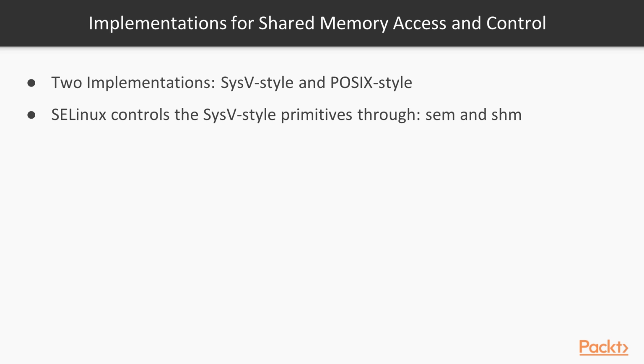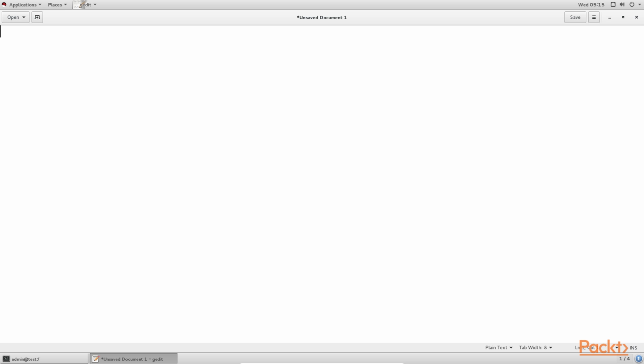On Linux, two implementations exist for shared memory access and control, sysv style and POSIX style. We'll not dwell on the advantages and disadvantages of each, but rather look at how SELinux governs access to these implementations. SELinux controls the sysv-style primitives through specific classes, sem for semaphores and shm for shared memory. The semaphores, mutexes and shared memory segments inherit the context of the first process that creates them. Here's an example AVC denial for a sysv semaphore-related communication failure.